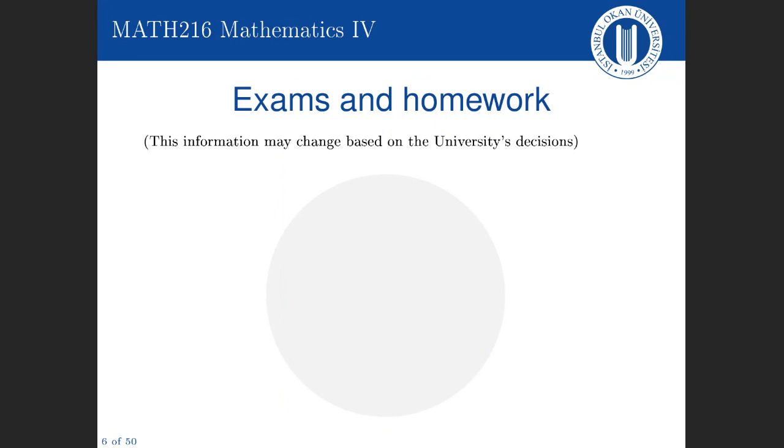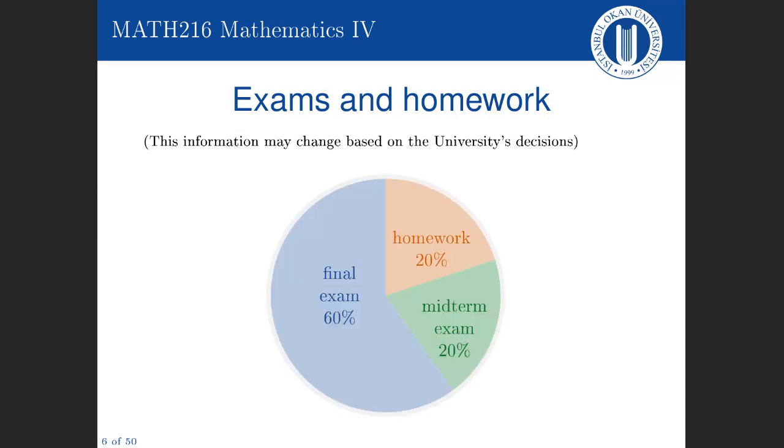Assessing this course, the information on this slide will change depending on the decisions of the university. At the moment, I'm assuming that we will split the marks like this. There will be homework, which I'm expecting to be worth about 20% of this course. There'll be one midterm exam, also worth 20%, and then the final exam will be worth 60%.